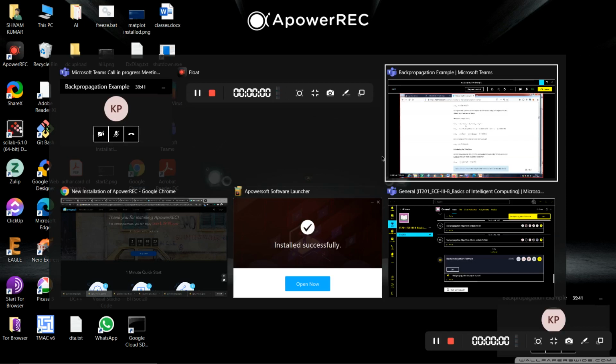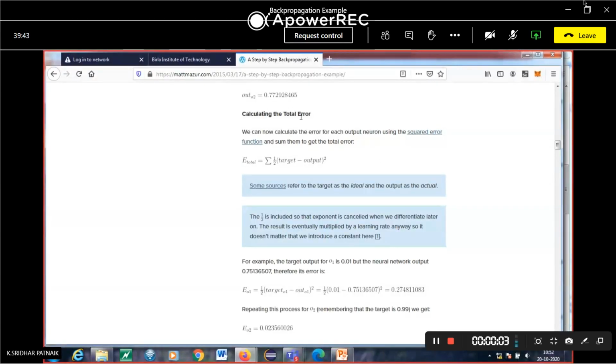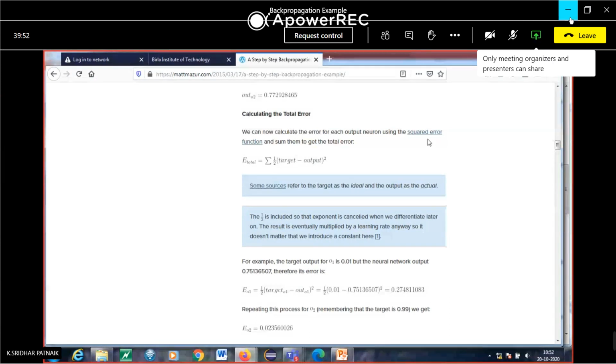I have to calculate the error. So calculating the error means what I have to do? You can calculate the individual errors, because there are two outputs and two actual outputs, but I have calculated the total error.